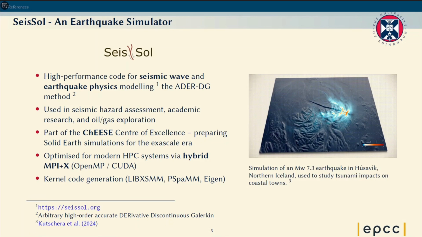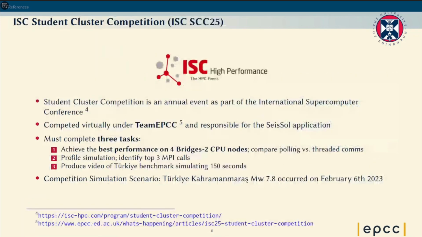One of the 2 key features of SeisSol is its ability for kernel code generation at compile time that can automatically convert the numerical scheme into efficient matrix multiplications. But the second is that it uses 2 types of communication modes for MPI, either polling or threaded, which are investigated as well.